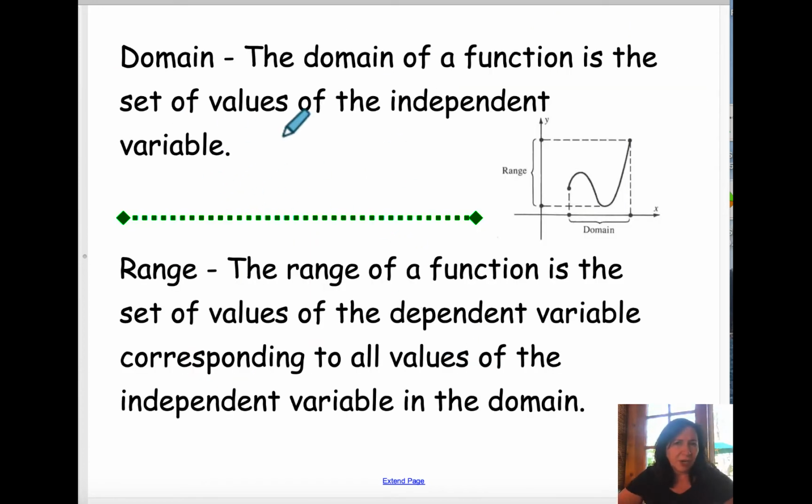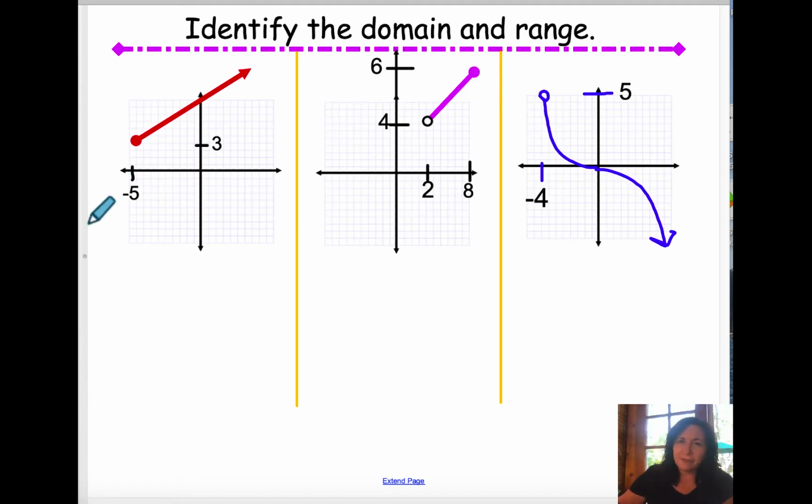Remember, the domain of a function is the set of values of the independent variable. Also, those are my inputs. My range is also my outputs. Identifying the domain and range. So we have a question like this. Your job is to find the domain and range.